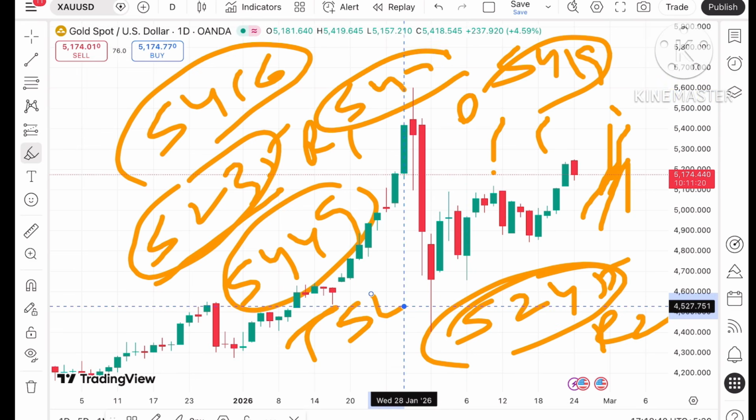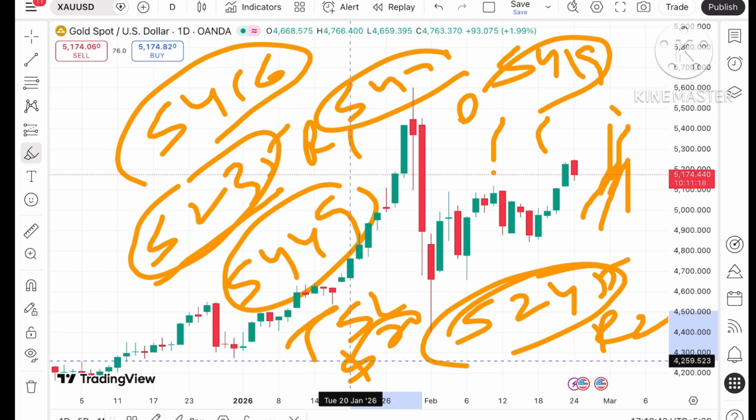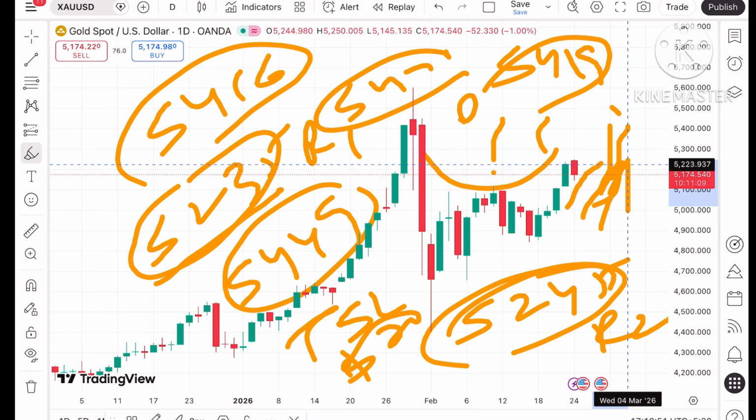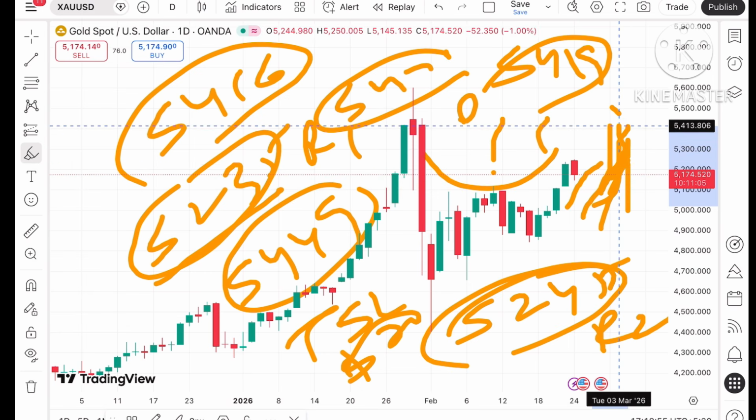Keep trailing your SL by around $20 if the price keeps sustaining above a level of 5232, because chances of further upside can be very high. Okay, this pattern will support an upside, as well as if it keeps moving off this level, the next resistance directly coming at a level of $5419, so further upside can be seen.